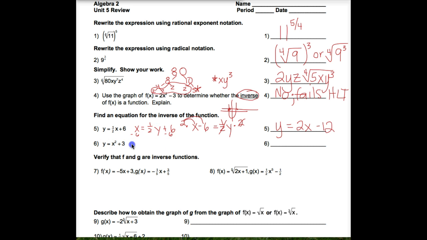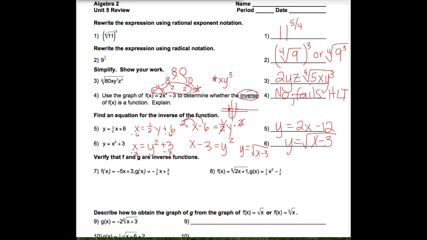On 6, same idea, switch my x with my y first. Then I need to get y alone, so subtract the 3. So x minus 3 equals y squared. Now take the square root on both sides, so y equals the square root of x minus 3. And that's all that I can do, so I'm going to leave it just like that.